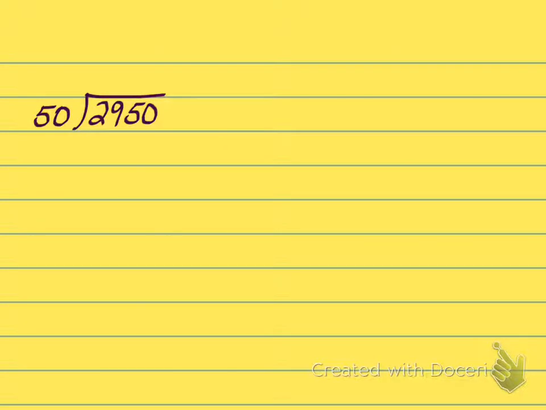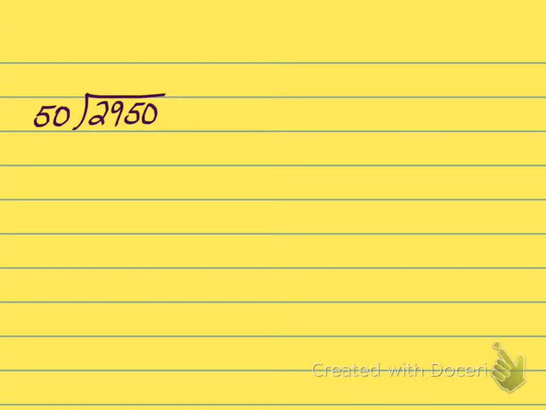So the first example that I want you to write down on your paper is 2,950 divided by 50. Pause the video and try to work this problem out. When you've worked it out as far as you can, push play to check your work. Just to let you know, this problem does end evenly, which means there's no remainder at all if you do the problem correctly.